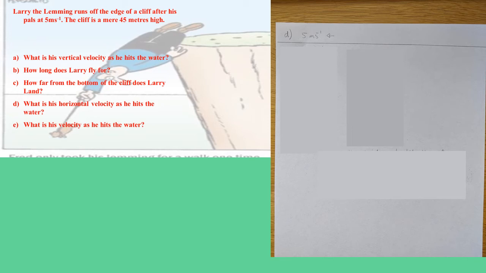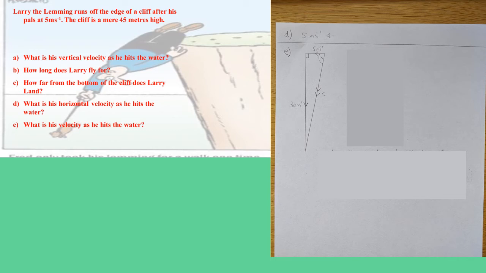Then finally, part E, to find his actual velocity as he hits the water, we need to combine the horizontal and the vertical components of his velocity. So we do that using vector addition. So I've started off with the horizontal, and you could start off with the vertical. So I've drawn 5 meters per second to the left, and then from the end of that vector, I've drawn 30 meters per second down the way. We worked out the final vertical velocity in part A.